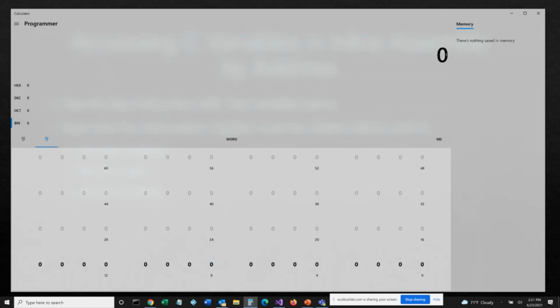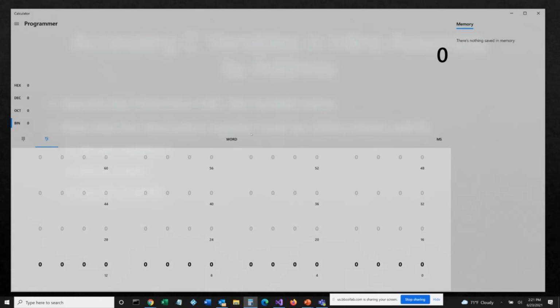But now I'm in binary mode, so if I try to enter another number like a 4, it doesn't let you do it. You can only enter ones and zeros. So this can be very useful for doing any kind of math and doing conversions between the different bases.